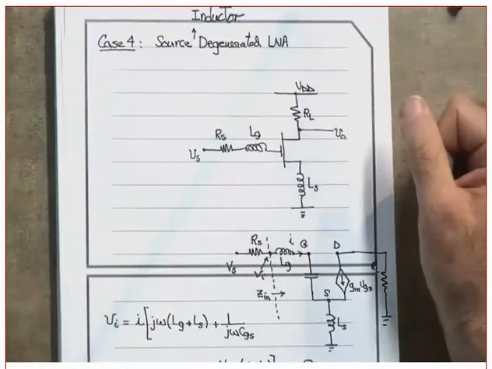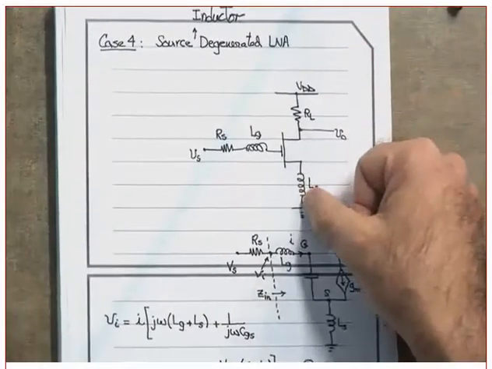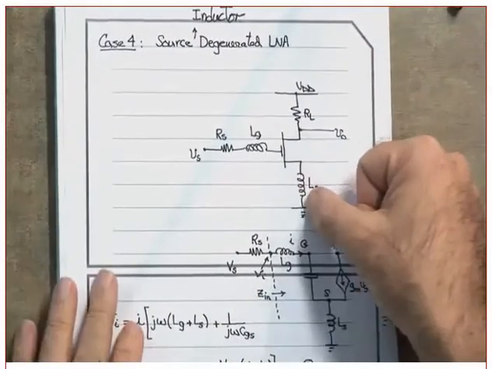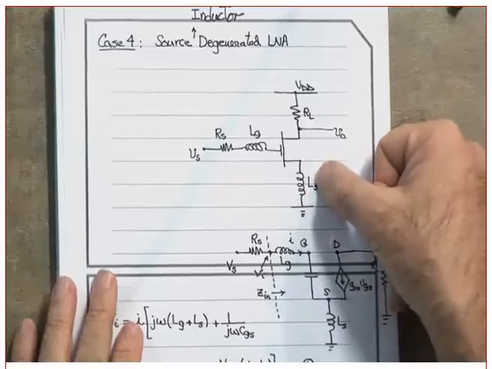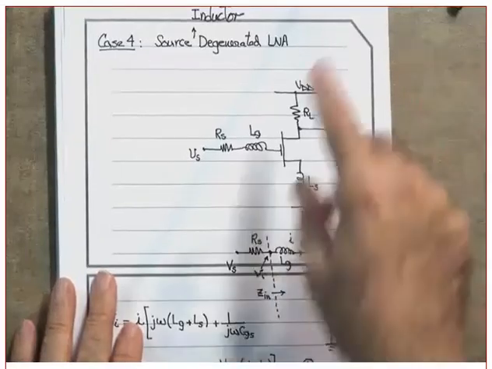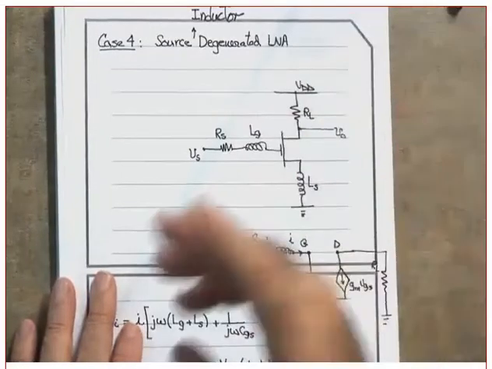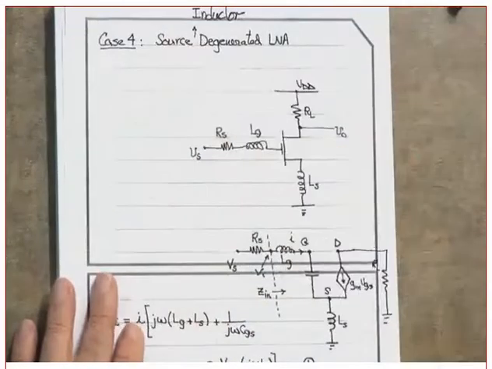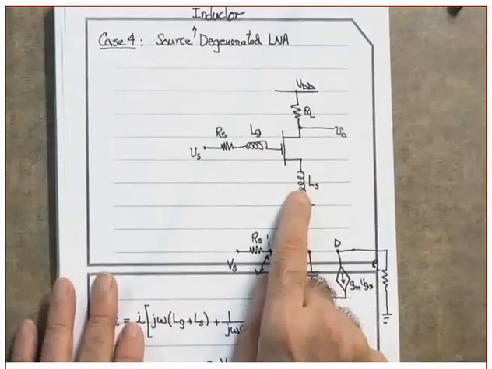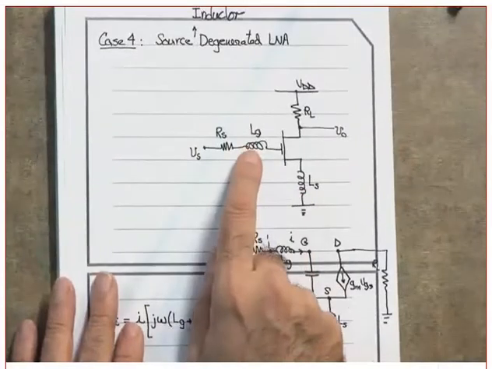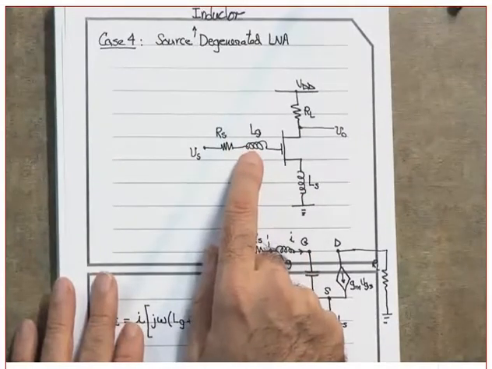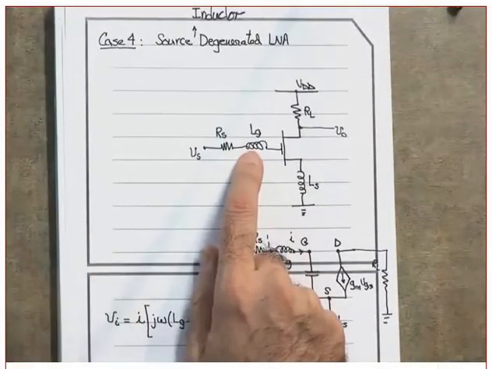It means the source is what? Ground. But now the source is what? Is connected to LS. This LS, by the way, is pretty small. Which means what? This is probably a parasitic inductor, a bond wire. Are you following me? This is relatively small. I added another inductor in here for a reason. That reason will be clear in just a second.